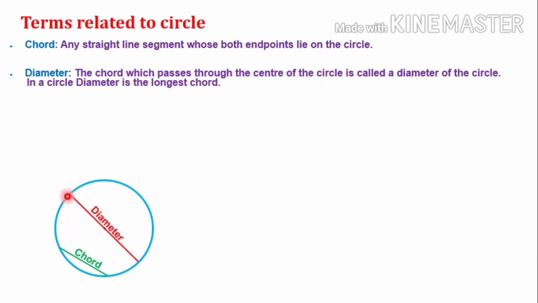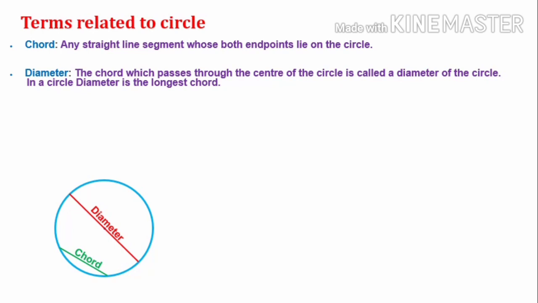For example, if you consider the red line, it is a chord because both the endpoints of the line are lying on the circle, on the circumference of the circle. And it is also called a diameter because that chord is passing through the center of the circle. So a chord which passes through the center of the circle is called the diameter.